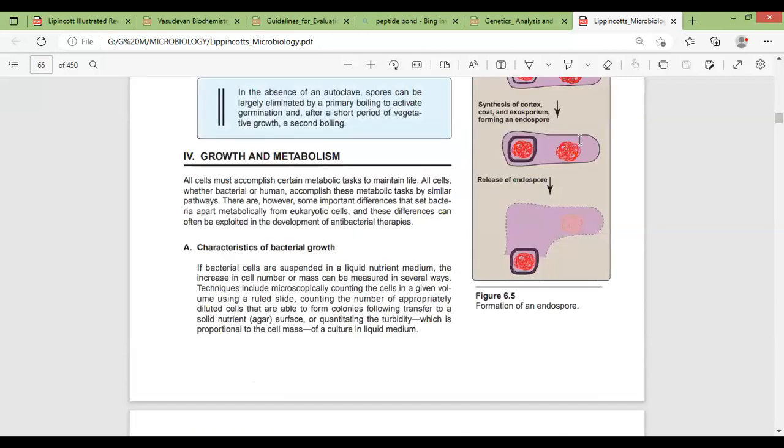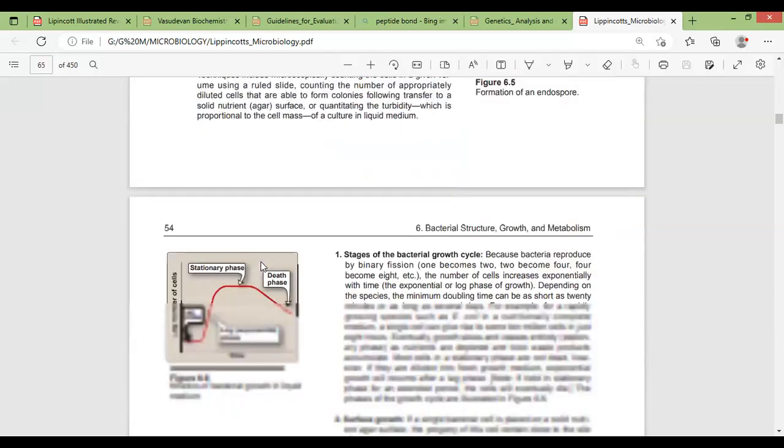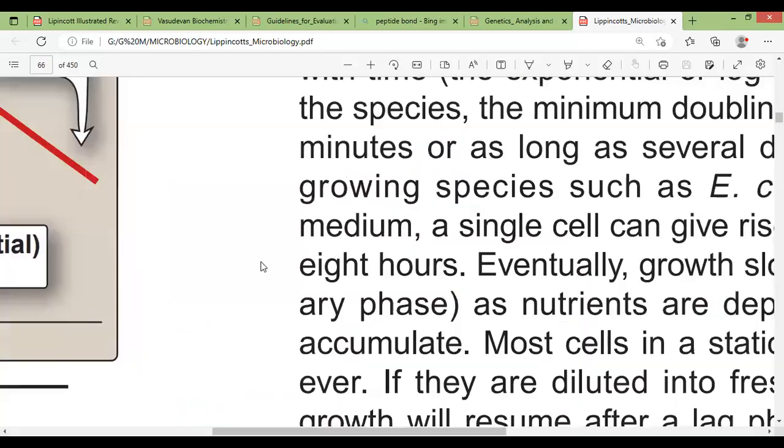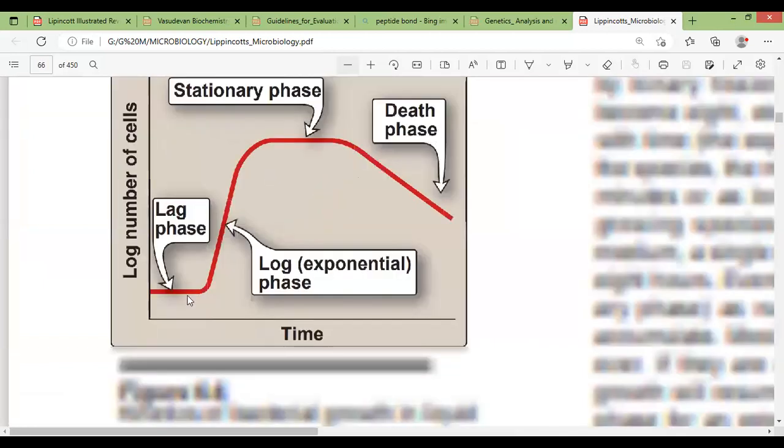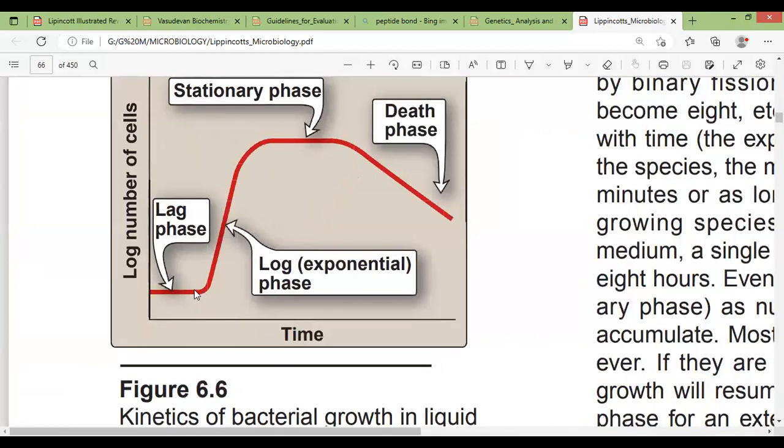Growth and metabolism. Here, I just want you to take this curve. This curve is everything. Or it's called a curve, or this graph. I think graph is the right term. So this graph is everything. We have the lag phase, the log phase, the stationary phase, and the death phase. This is the growth of a bacteria.